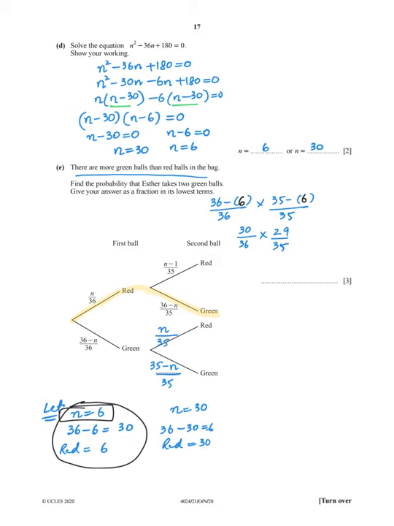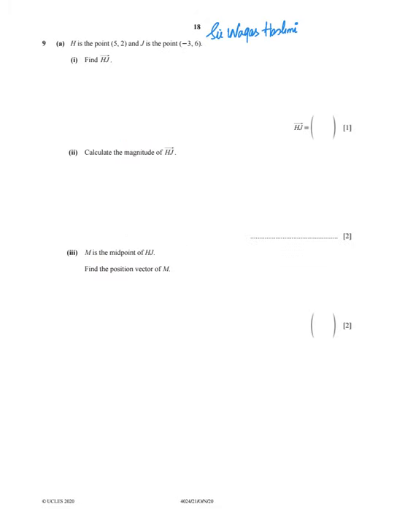Alright, so we need to simplify it. So 6 5s are 30 and 6 6s are 36. 5 1s are 5, 5 7s are 35. So the leftover is 29 divided by 7 times 6, which is 42, and that is your answer. After that, question number 9, it is from vectors.